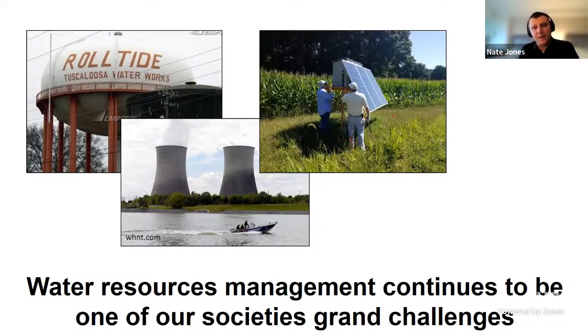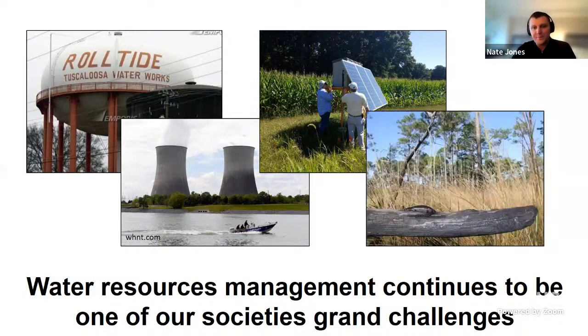My background is actually in bio and ag engineering, and so water absolutely plays a huge role in our agricultural production and food systems. And finally, what I spend most of my time thinking about is how water interacts with ecosystems, and in particular aquatic ecosystems. Hydrologic variation is a big part of what structures these systems and the resulting function.